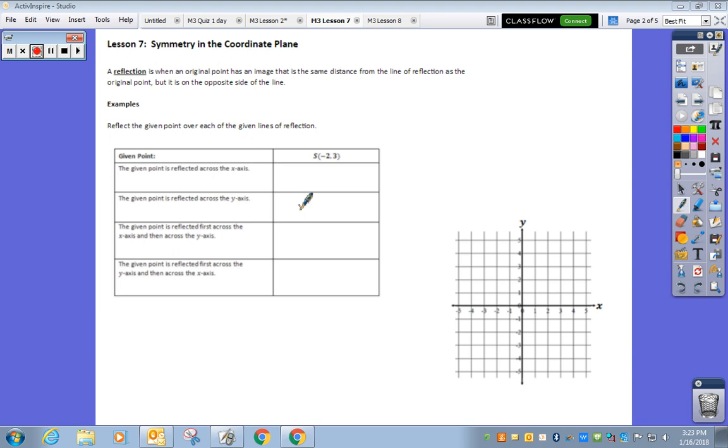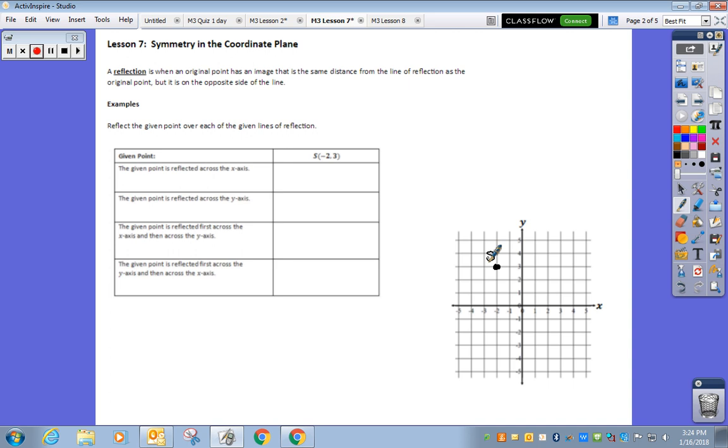It says reflect the given point over each of the given lines of reflection. So again, the lines of reflection is what we are reflecting over. The given point here is -2, 3. So I'm going to start by plotting -2, 3 on my coordinate plane. Remember, we start at the origin. We would move over to -2 first, up to +3. So here is our point.